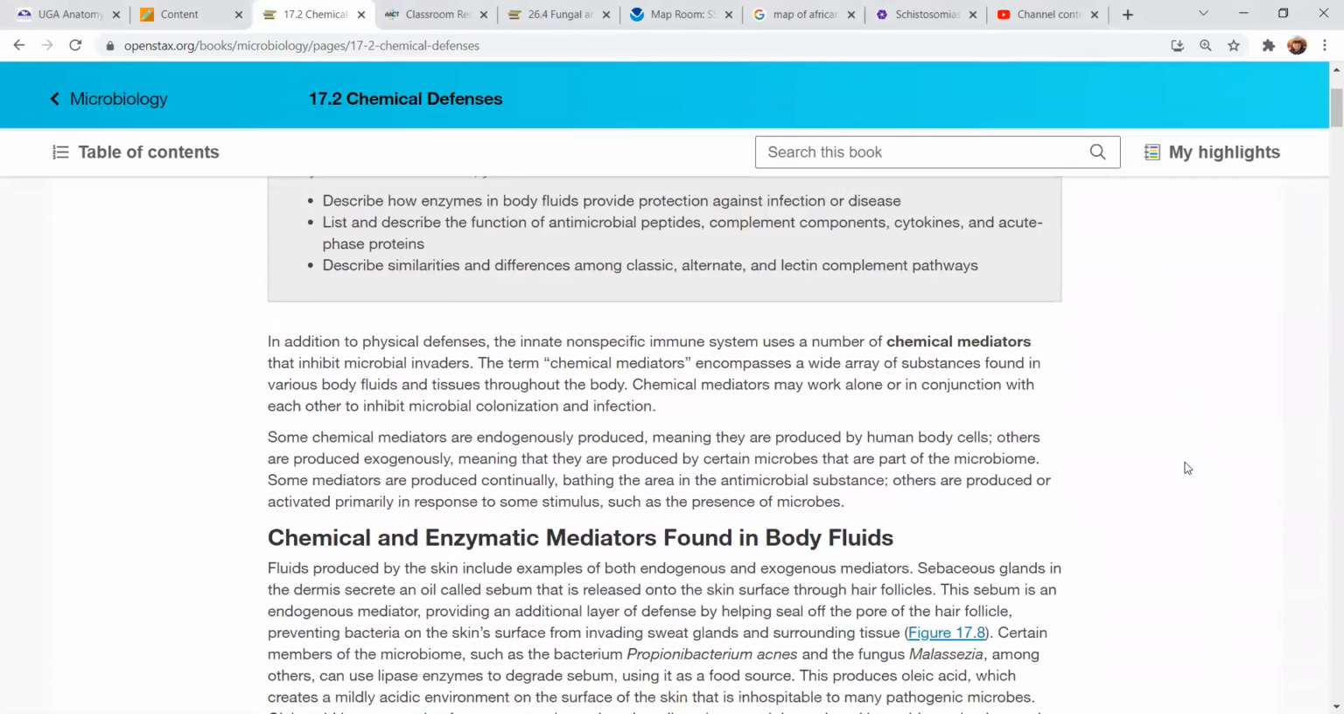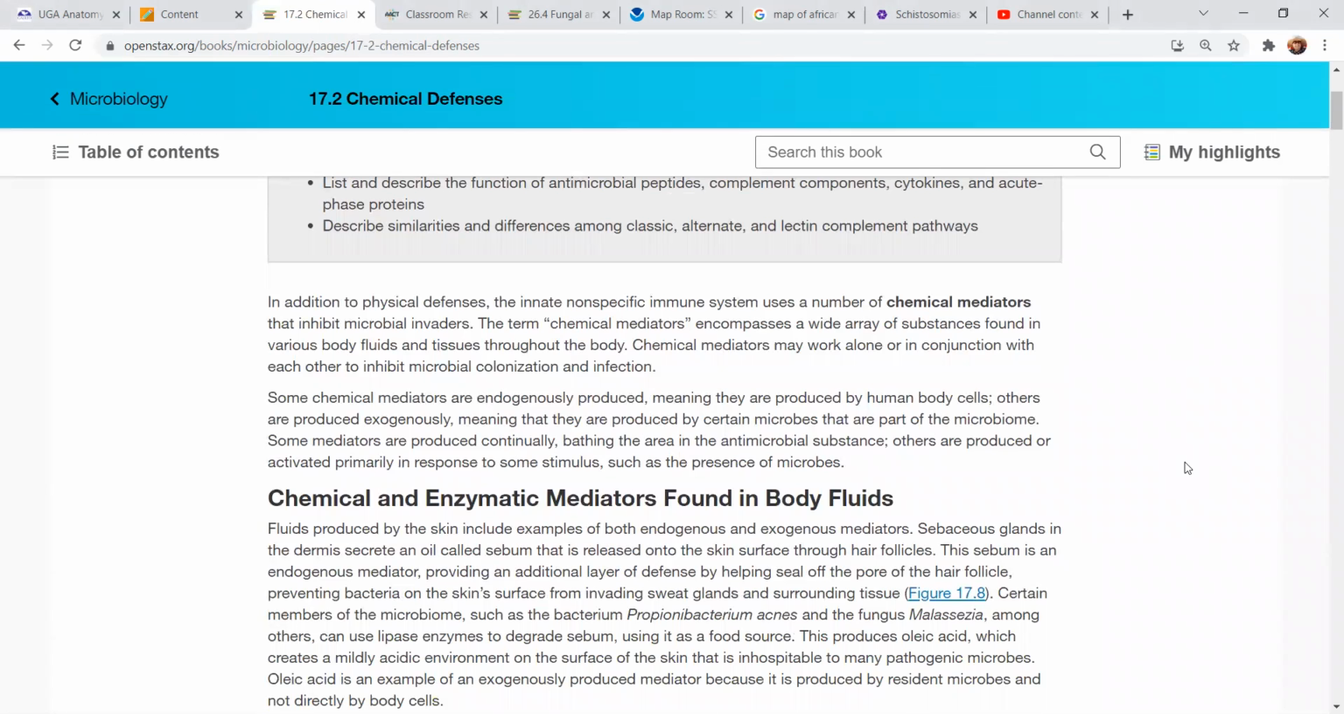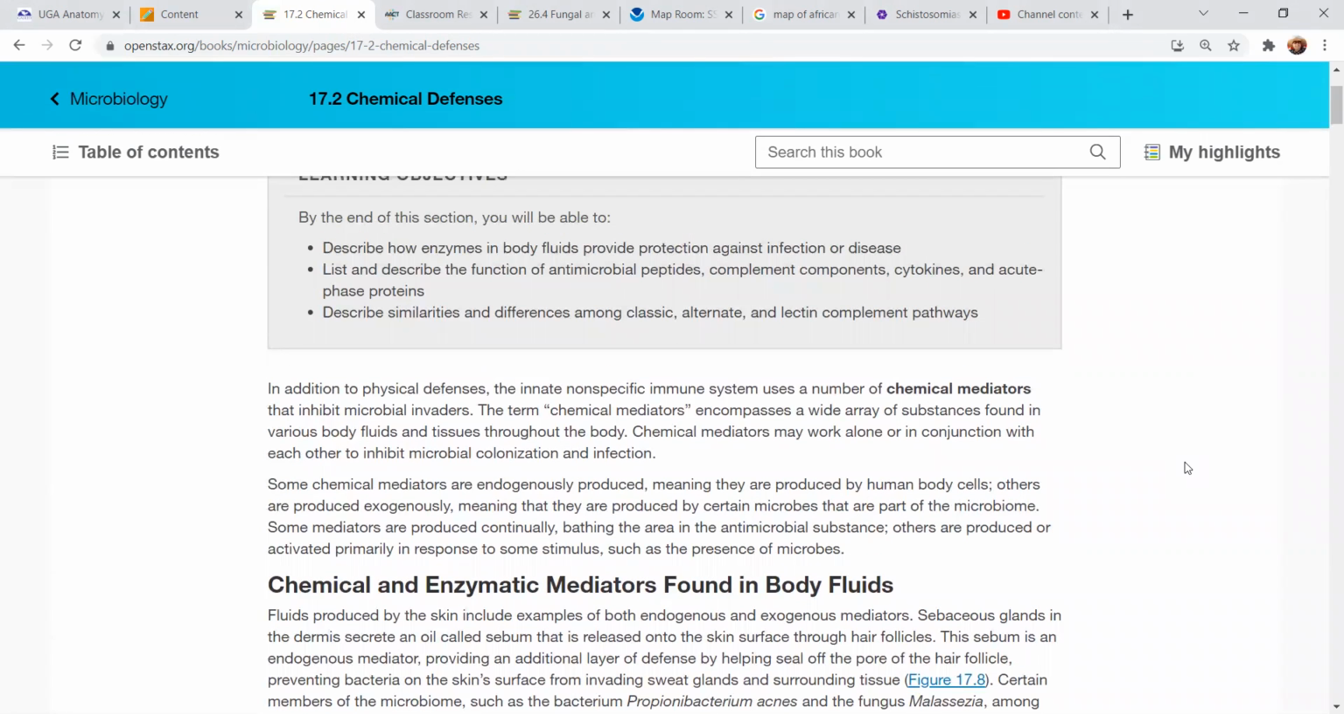So now going to some of our chemical defenses. So we have a lot of different chemical mediators that are able to inhibit microbes. Some of them are endogenous, meaning that they are produced by our own cells. Others are produced exogenously, meaning they are produced by microbes that are part of our microbiome.